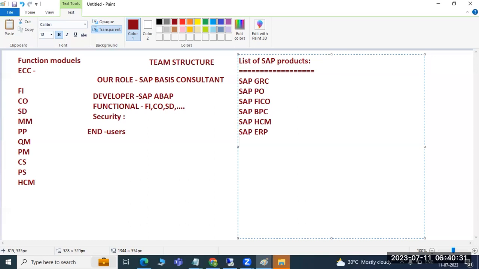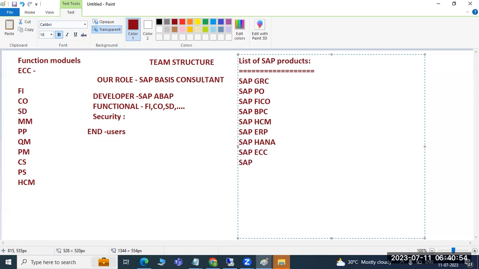So HCM, human capital management, BPC, business process consolidations, FICO, and PO. PO also comes under GRC, governance, risk management. Then SAP HANA, also a database. SAP HANA is also an SAP product only. Then ECC, enterprise core components.